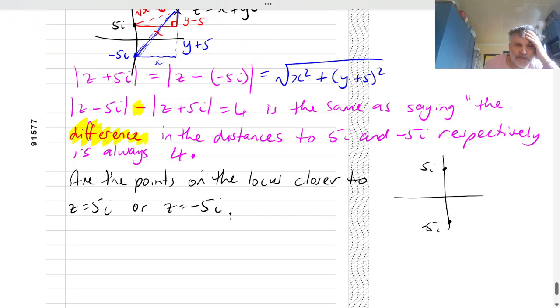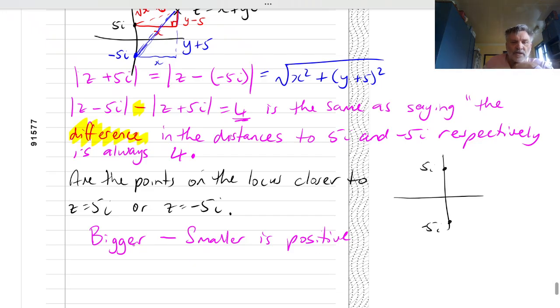And the answer to this question, I think, is straightforward, because we've got a distance of 4. So the only way you can get something positive is if we take a bigger distance and we take away a smaller distance. If these were the other way around, then we would get something negative. So that means there's a bigger distance from 5i than there is from negative 5i. So that means we must have a point that's closer here.